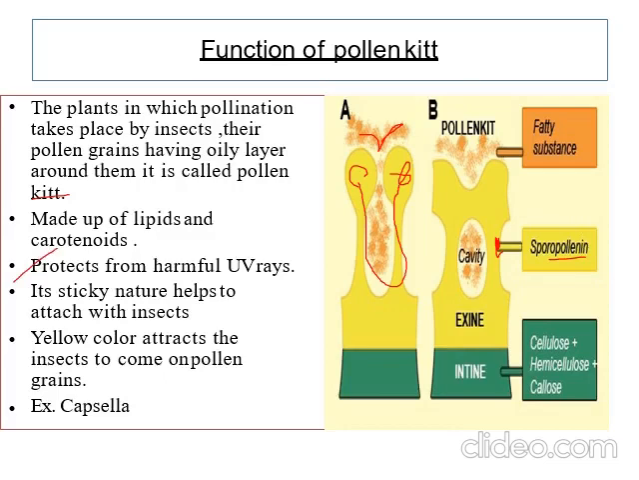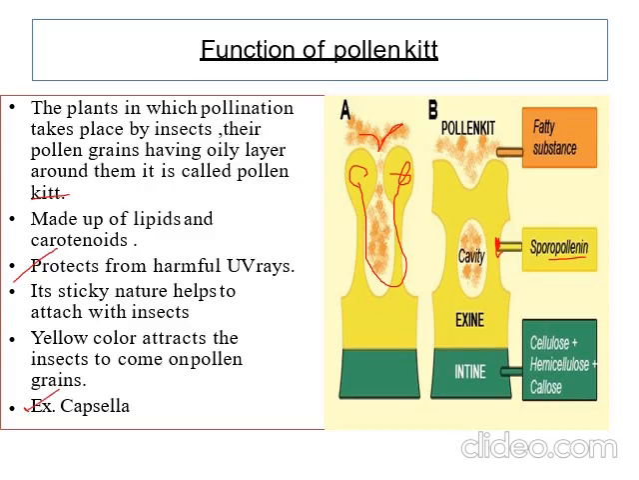This also helps the insects to get stuck to the pollen grains, and when they stick to the pollen grain, they can reach the stigma of the female flower so that pollination may take place. And being yellow in color is to attract the insects to come and get attached to the pollen grains. One of the best examples of pollen kit formation told in NCERT is of Cypsela.